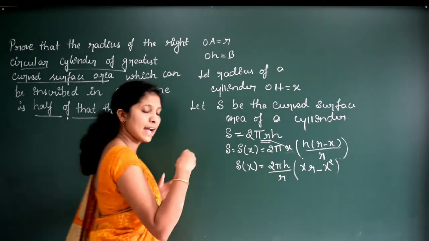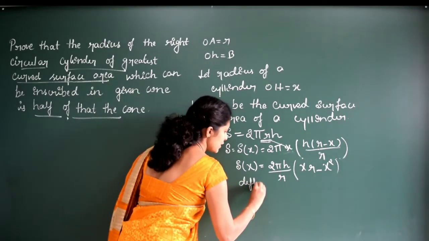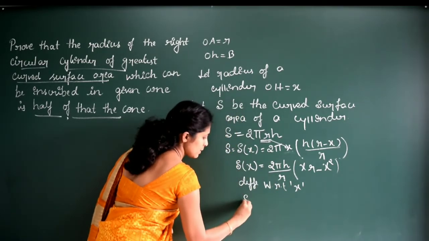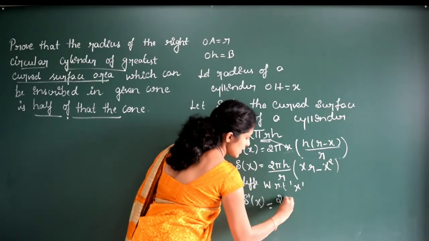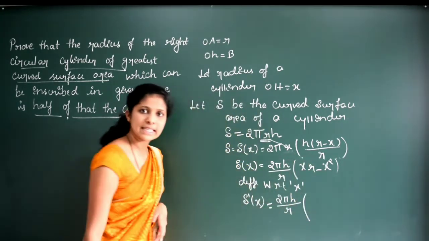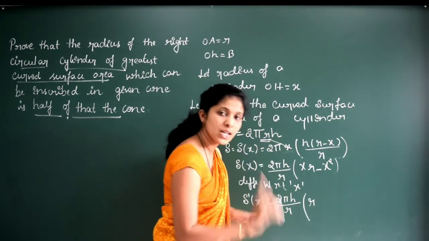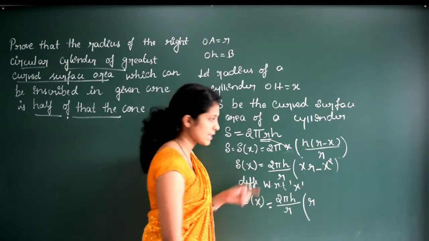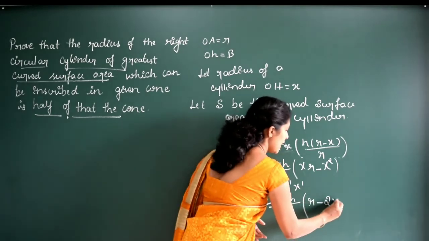So we will differentiate this and we will find the critical point. First I will differentiate this function with respect to X. So derivative of this will be S dash of X is equal to constant as it is, that is 2 pi H divided by R into derivative of X into R. R is constant as it is. My derivative of X will be 1. So we are differentiating with respect to X. We have considered this as S of X, minus derivative of X square will be 2X.